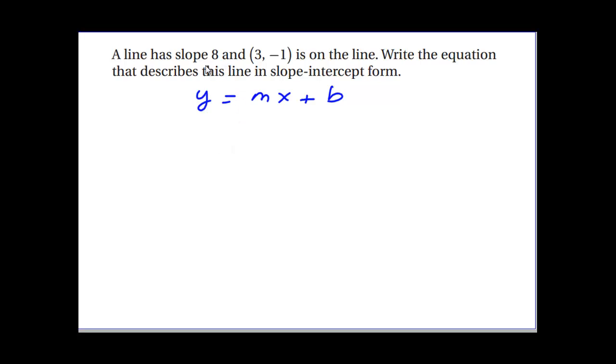But now we're given the slope, so we know that we're going to have y = 8x + b. And what else do we know? In this case, we know what the x value is, and we know what the y value is. So we're going to substitute what we know into this equation. The y value is -1, our slope is 8, our x value is 3, and what we don't know is what b is, or our y-intercept.